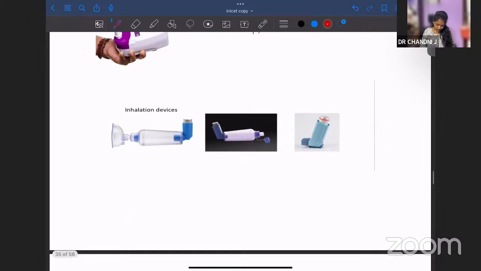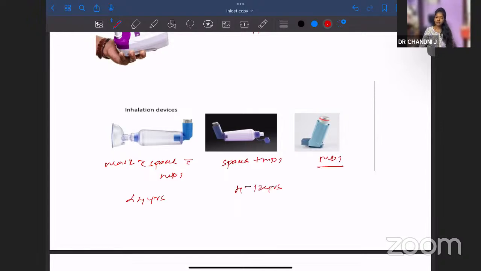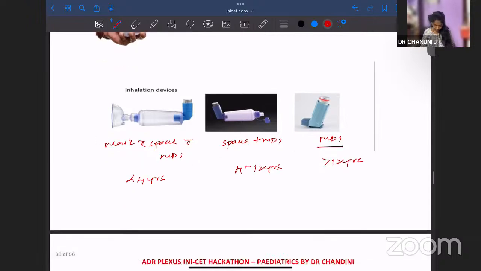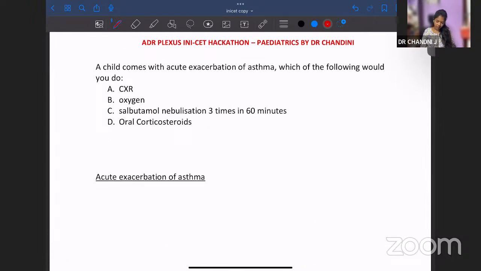Okay. Now, coming to the inhalation devices. What are the devices you can use for giving inhalation? First thing, what is this? This is a mask with spacer with metered dose inhaler. This you use for babies less than 4 years. The second one, what is that? It is a spacer, mask is not there. Spacer plus metered dose inhaler. This is used for children from 4 to 12 years. Last one is only metered dose inhaler. You don't use spacer or face mask. For children more than 12 years, you can use. So less than 4 years, 4 to 12 years, more than 12 years. These are the inhalation devices. Next, what to do with acute exacerbation of asthma?